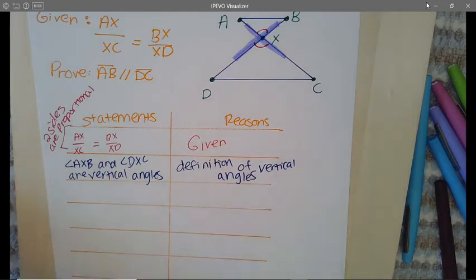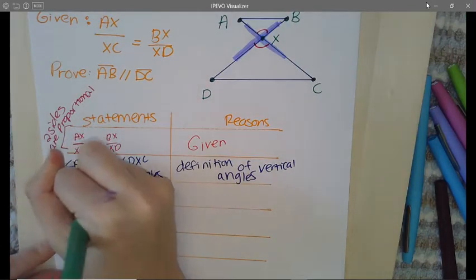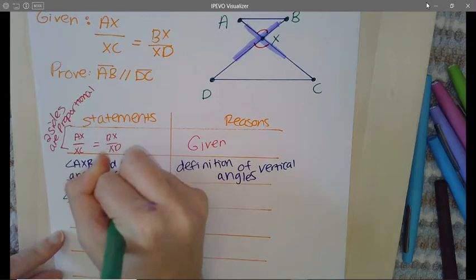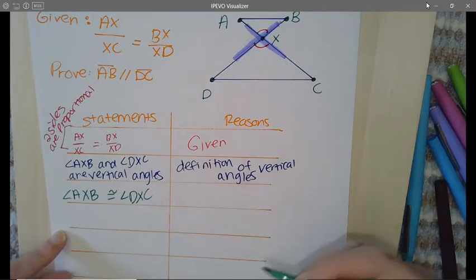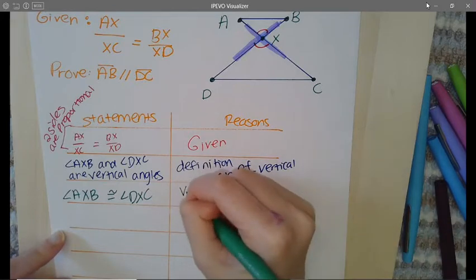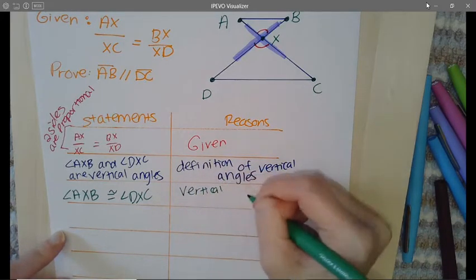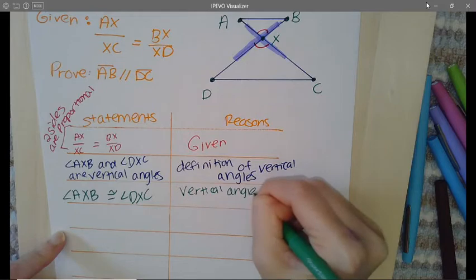So my next reason, I could say angle AXB is congruent to angle DXC. And how I know that is the vertical angle theorem, because I'm applying vertical angles. So vertical angle theorem.